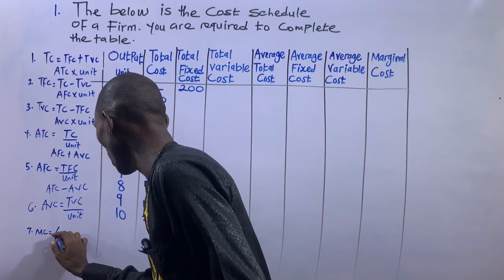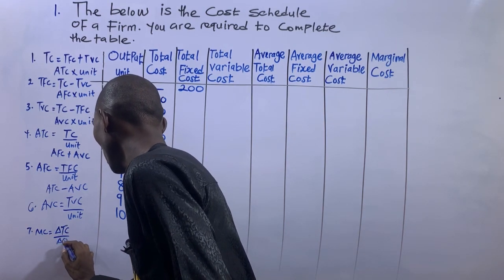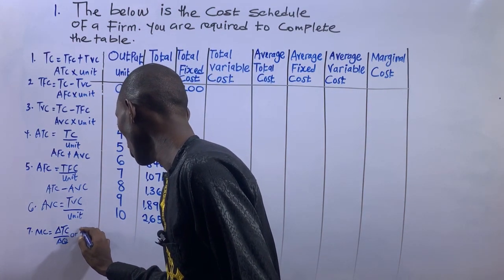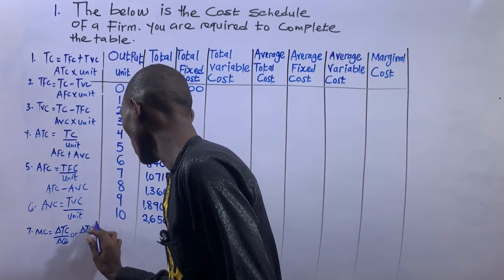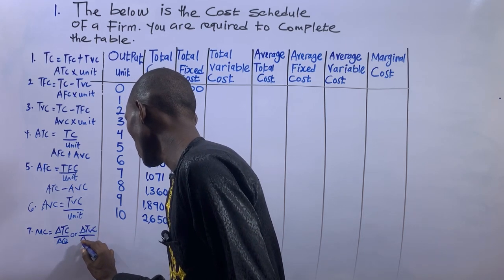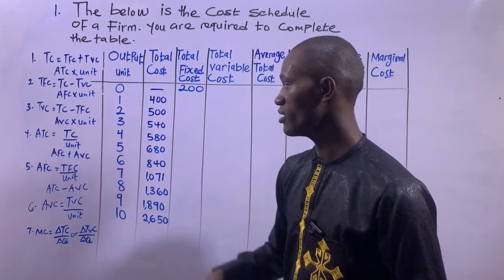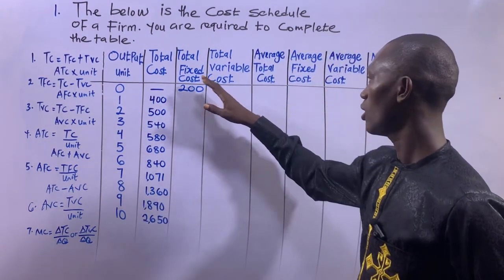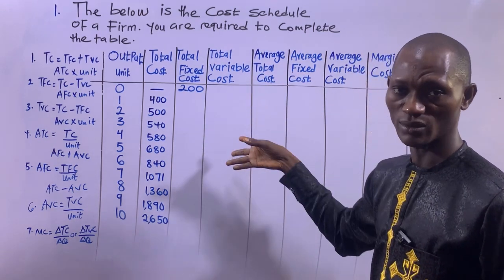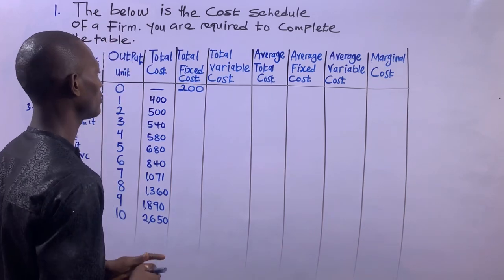So that's change in total cost divided by change in units of output, or change in total variable cost divided by change in quantity or units of output. These are the formulas regarding all these that we need to solve this question. So let's begin now. Let's start to solve this question.